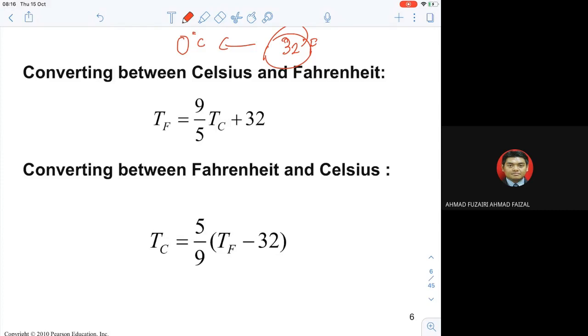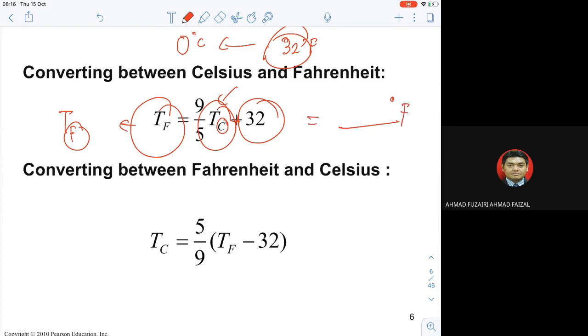So let's say if you have a temperature in Celsius and you want to get the Fahrenheit temperature. This one is the Fahrenheit temperature, TF. F stands for Fahrenheit. So 9/5, and you put your temperature of Celsius over here. This one is for temperature in Celsius, the C, and plus 32. So in the end, you will get the Fahrenheit value.